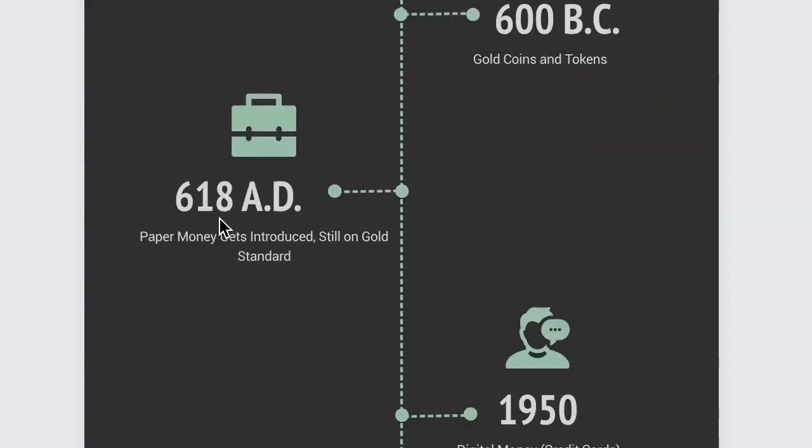Jump forward 1000 years, that's when paper money gets introduced. The whole world is still on the gold standard, so this paper money was basically supported by money in the banks. There's money out there as paper money, but it was backed by the gold that was sitting at the central bank. So it was a pretty straightforward system. The more gold that a country had, the more that currency was worth.